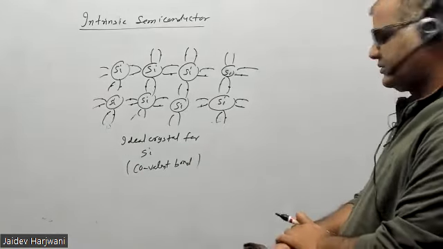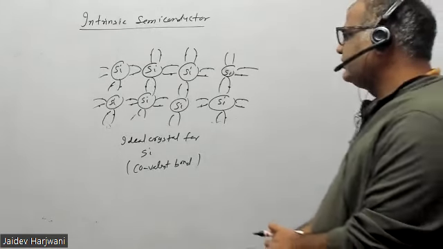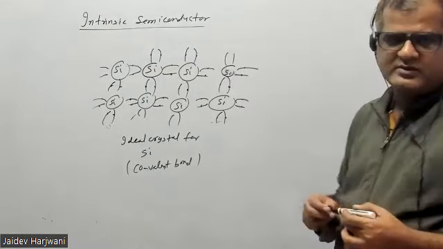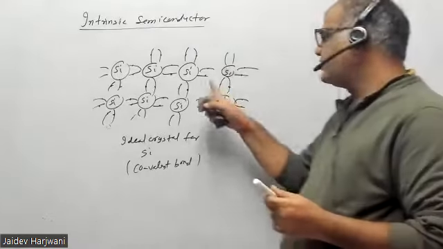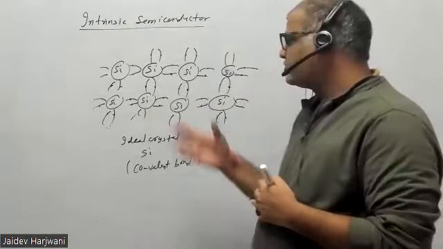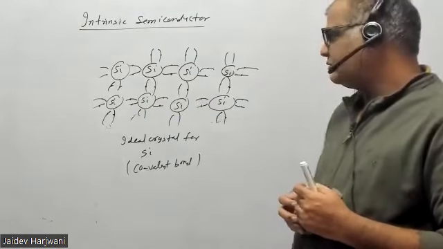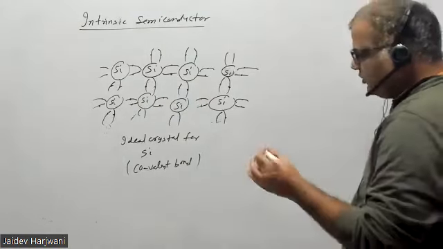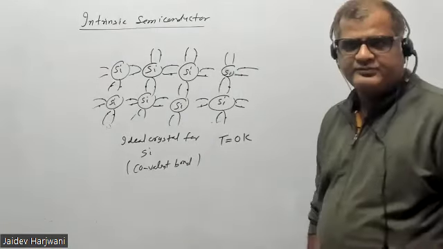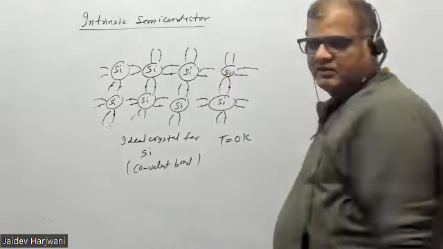Now if you see this crystal structure, you find all the electrons are used in making the bonds, so no free electron is available. If there is no free electron available, obviously this material should show either zero or low conductivity. So at T equal to 0 Kelvin, this is the situation: all the electrons are perfectly bonded with silicon atoms.